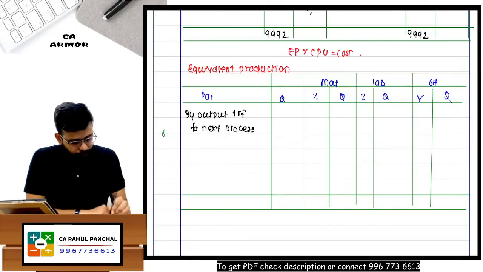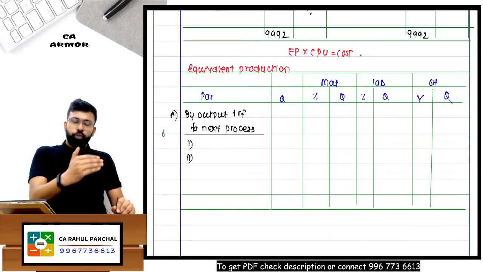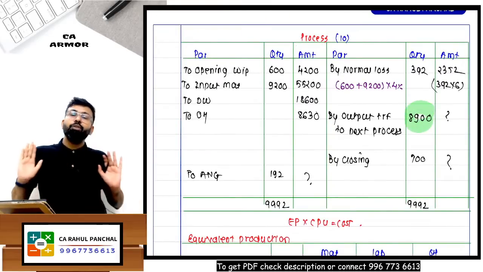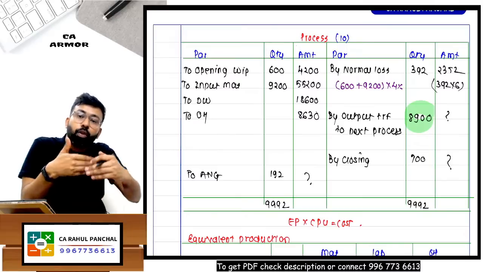Output transfer to next process. Then this will be divided into 2 parts. This is A part. It will have 2 parts. We will say 1 and 2. Okay. First, understand, if it is a FIFO method, what will you say? Sir, I have produced 8,900. So when I say that I have produced 8,900, first I will produce from what?